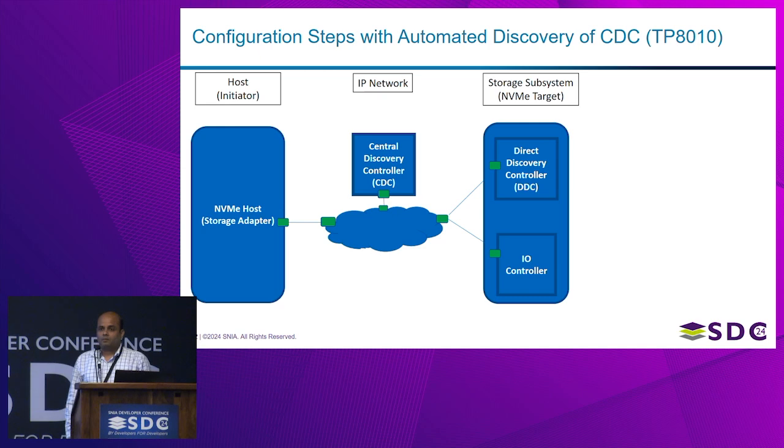So this is the same diagram we used for the DDC. However, in the CDC, we have the CDC service running in between in the network. CDC is a piece of software which runs either on a virtual machine or a particular host, or it can be embedded in the network environment. The main purpose of CDC is that all the hosts and storage subsystems should have seamless connectivity to work with CDC.